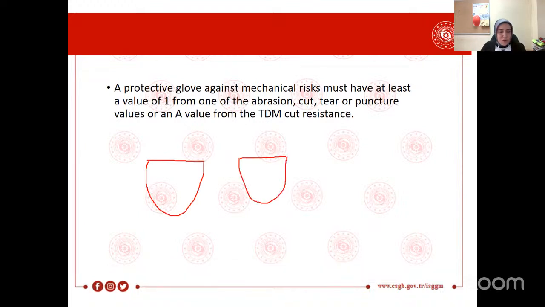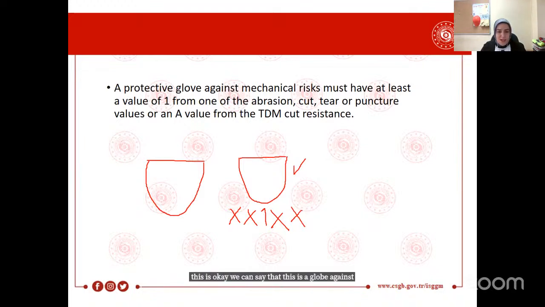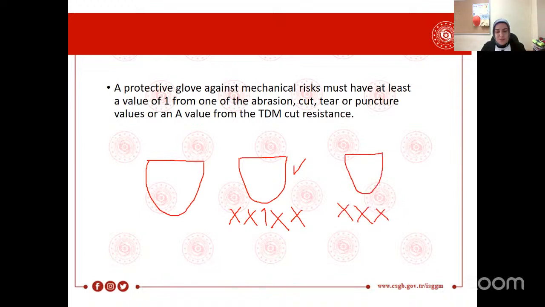Under the pictogram, any value should be minimum 1. For example, like that. This is okay. We can say that this is a glove against mechanic risks, but this is not possible. This is not possible.